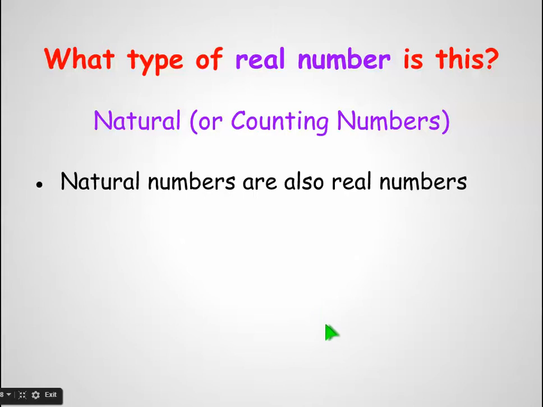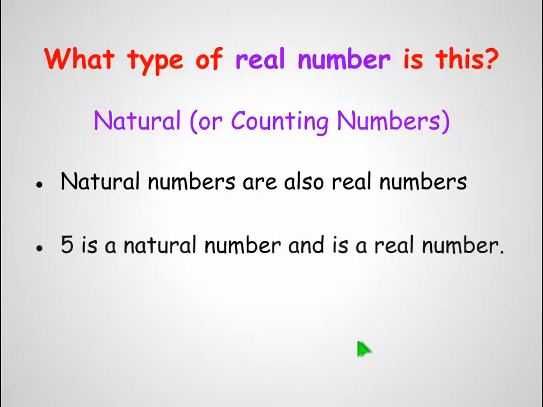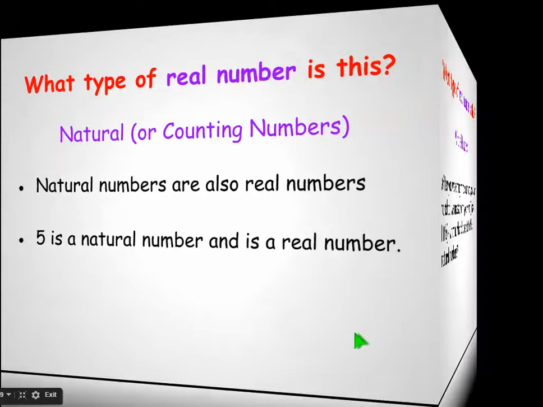Natural numbers are also real numbers. 5 is a natural number, and it's also a real number.